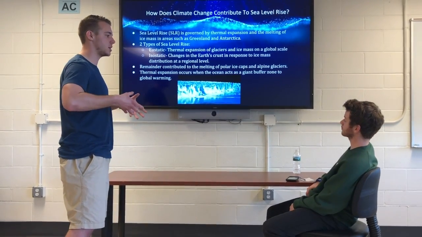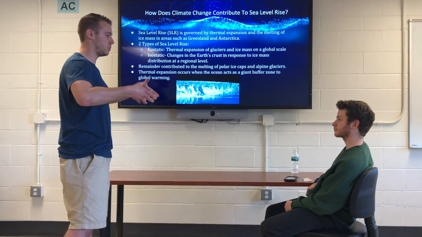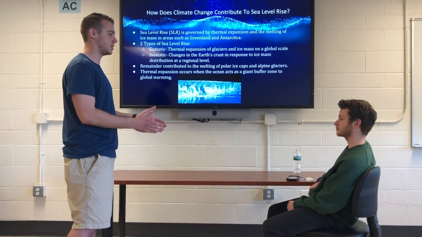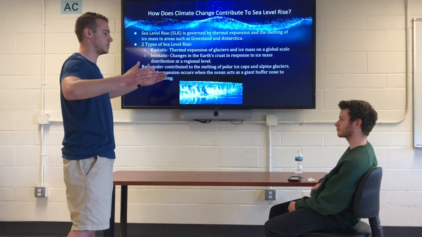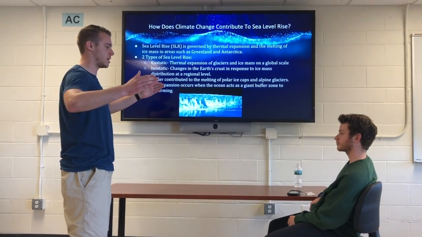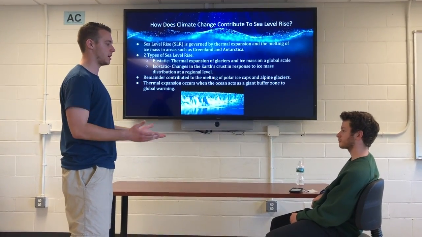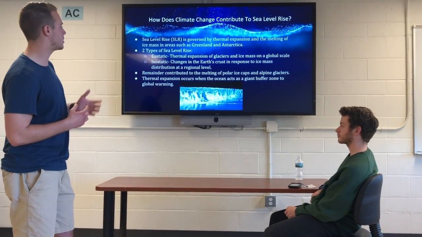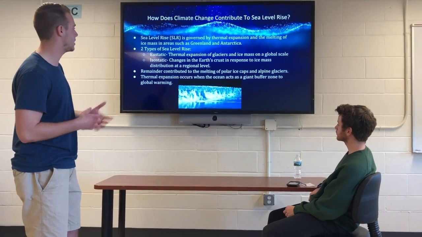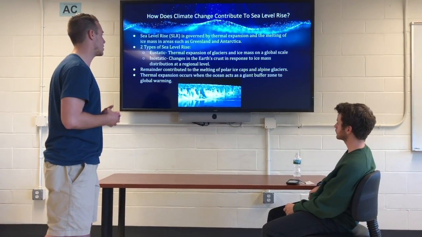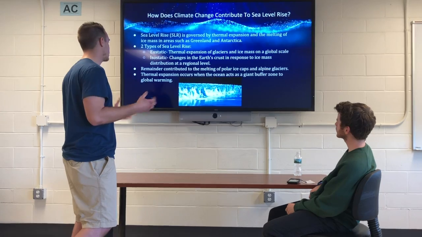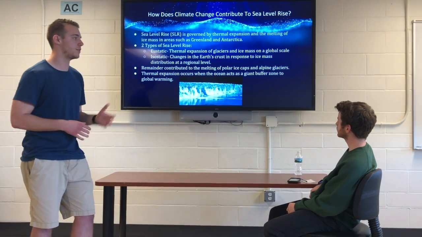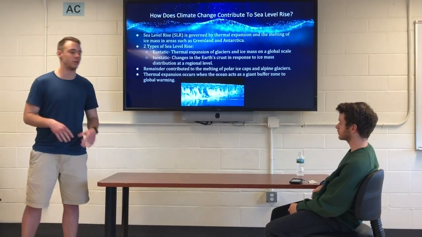So when there's a large ice mass in the center of a block of land, the land starts to sink, and the land around it starts to rise. And vice versa, as that ice starts to melt, that land comes up and it comes back to a flat, level plain. The remainders contribute to the melting of the polar ice caps and alpine glaciers. Thermal expansion occurs when the ocean acts as a giant buffer zone for global warming. I have another slide next that I can actually explain that better for you.